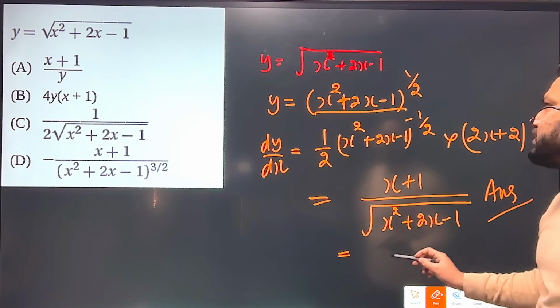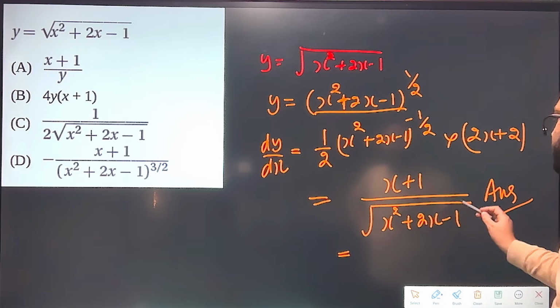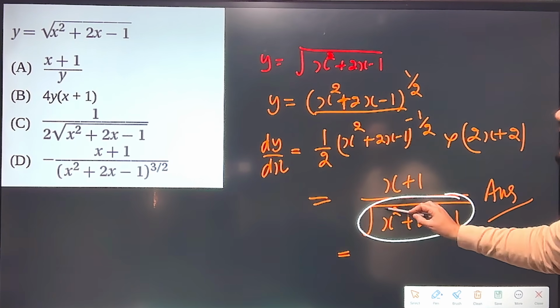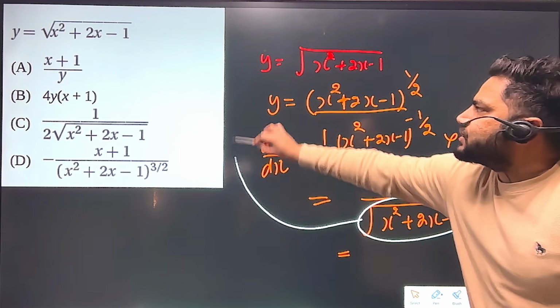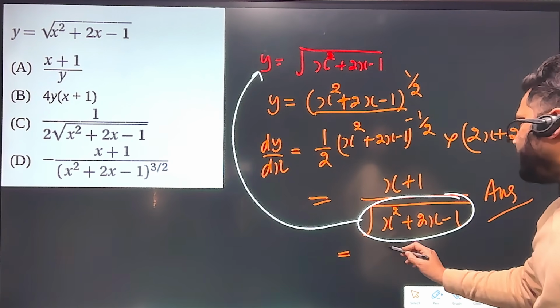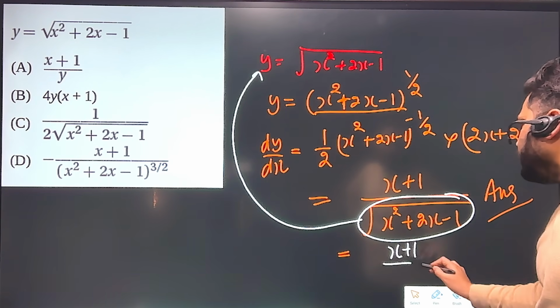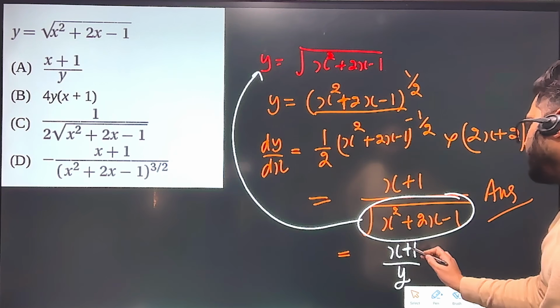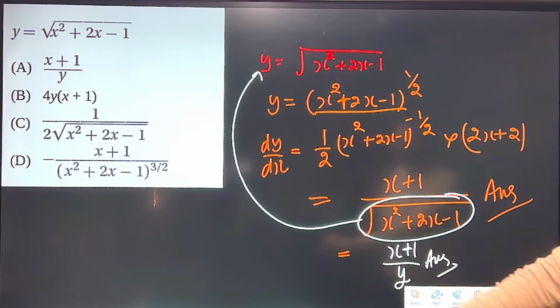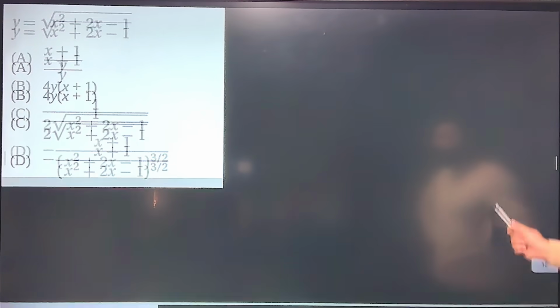So you can see that what is this? Under root x square plus 2x minus 1. This is same as y. So we can write it like x plus 1 upon y. This is our answer. So in this way we can solve these type of questions effectively and easily. Okay, moving on to the next question.